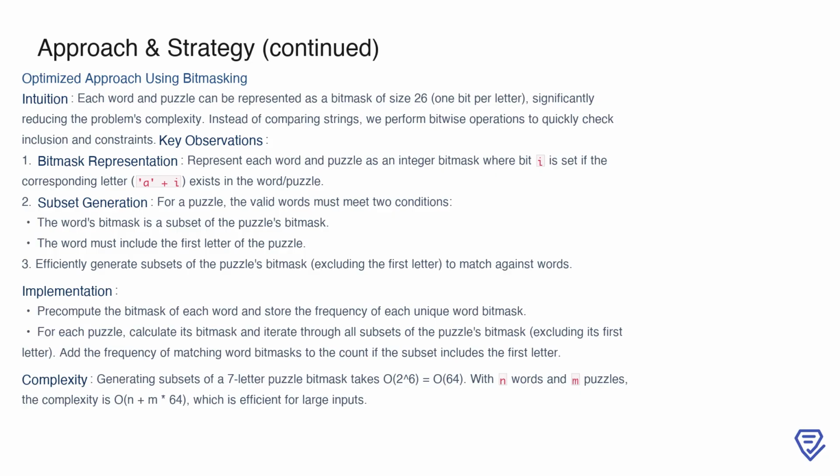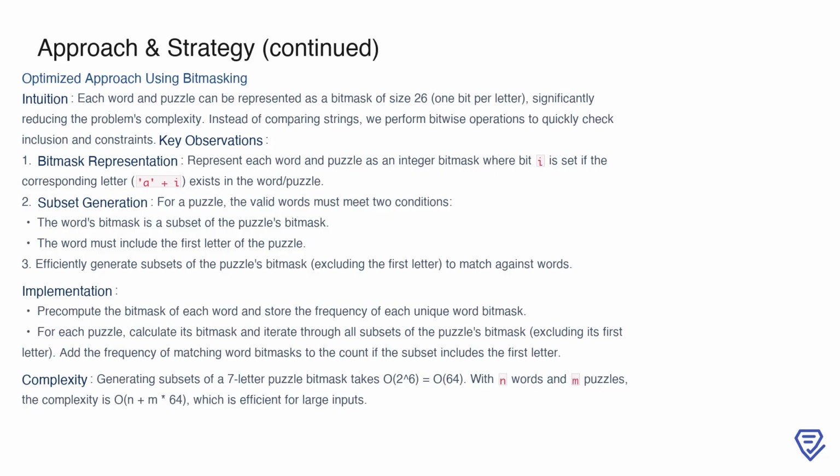With this representation, we can quickly check whether a word is a subset of a puzzle by performing bitwise operations. Additionally, we focus on two key conditions. First, the word's bitmask must be a subset of the puzzle's bitmask, and second, the word must include the first letter of the puzzle. To further optimize, we generate all subsets of the puzzle's bitmask, excluding its first letter, and match these subsets against the word bitmasks.